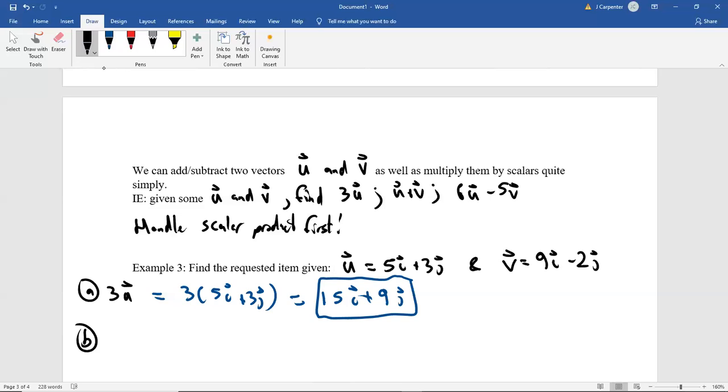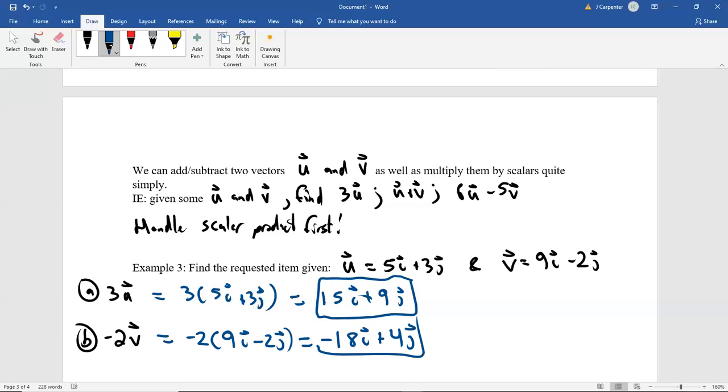B. Let's do negative 2v. Now you have to pay attention to which vector we're supposed to be manipulating. So that says v, so we take this one and plop a negative 2 in front of the whole thing. Oh my lord, this is awful, right? Well, it's just watching signs and distributions and numbers. Negative 2 times 9 is negative 18, so that's negative 18i. Negative 2 times negative 2 is a positive 4, so it's a plus 4j. And that is the entire problem.